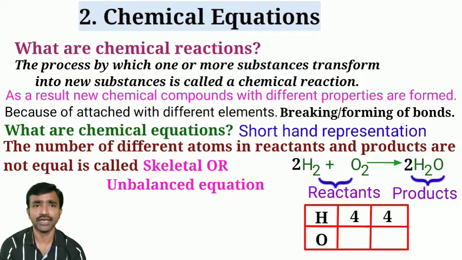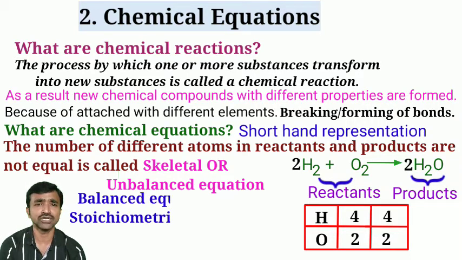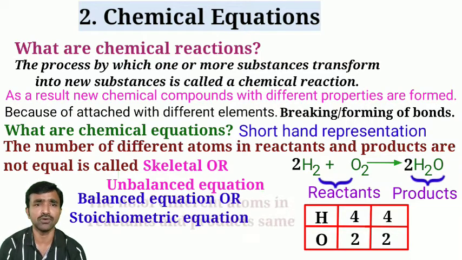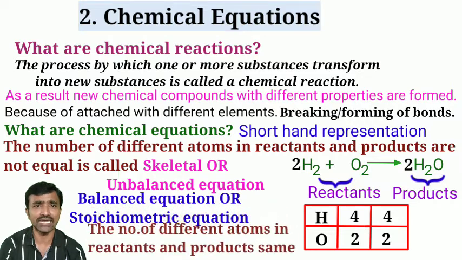What about oxygen? On the left side, O2 has no coefficient, which means it has coefficient 1. So 1 times 2 is 2. Then what about the right side? Its coefficient is 2 and the subscript is 1, so 2 times 1 is 2. So the count of oxygen is also the same. This type of equation is called a balanced chemical equation, also known as a stoichiometric equation.